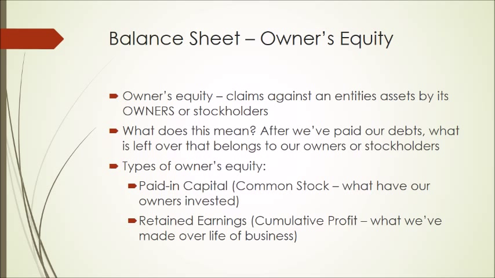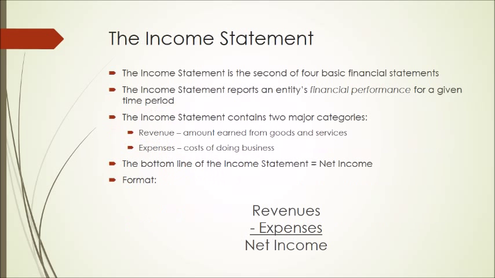Last, owner's equity. And owner's equity is the claims made against an entity's assets by its owners or its stockholders. What does this mean? After we've paid our debts, it's what's left over that belongs to our owners or stockholders. There are a couple types of owner's equity. First is paid-in capital. This is what our owners invested, maybe what they paid to start the company, or common stock, which is the money we've received from stock issued to shareholders. Then retained earnings. This is the cumulative profit of what we've made over the life of a business.